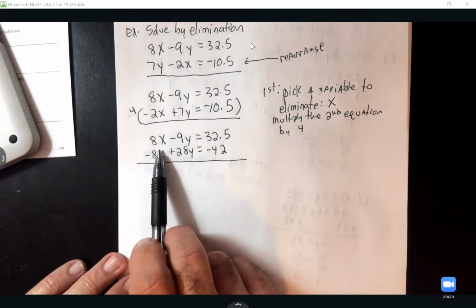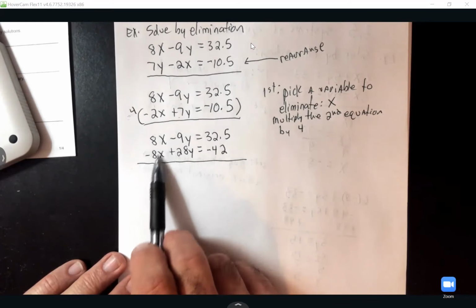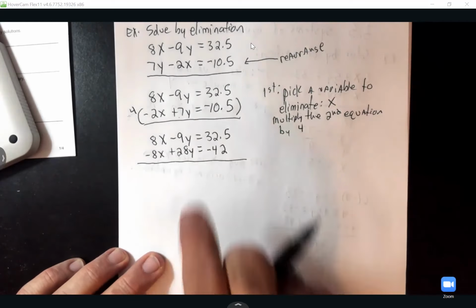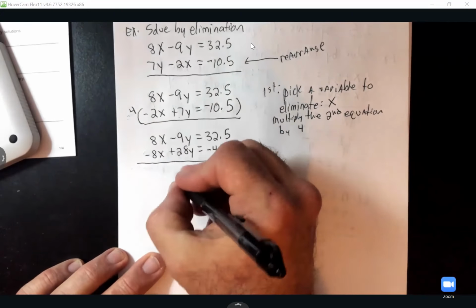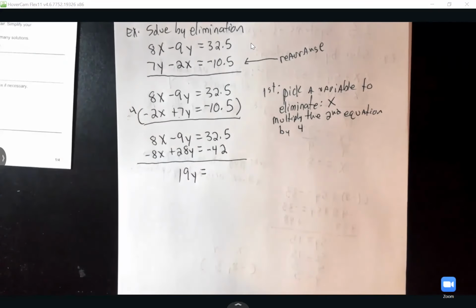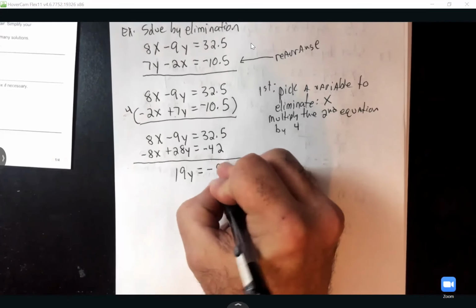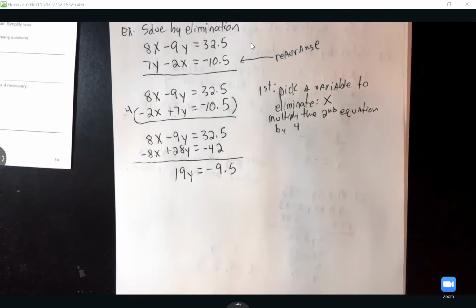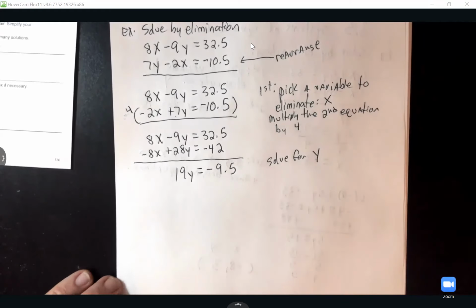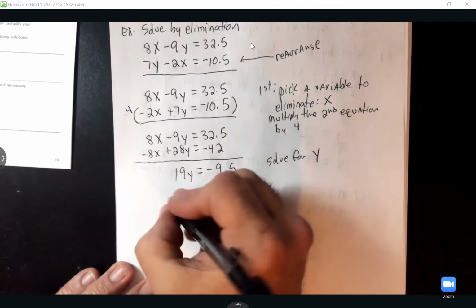Did it work? 8x, negative 8x? They're gone. Negative 9 and 28 gives you 19y. And then let's see, we got negative 42 plus 32.5. That gives me negative 9.5. Now solve for y. Divide by 19.